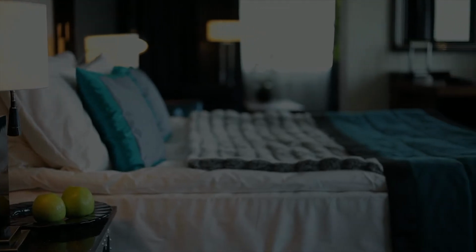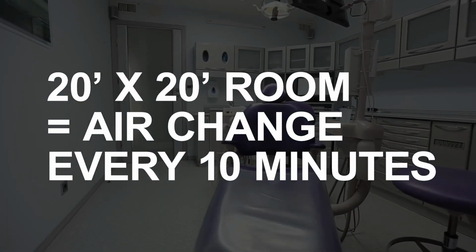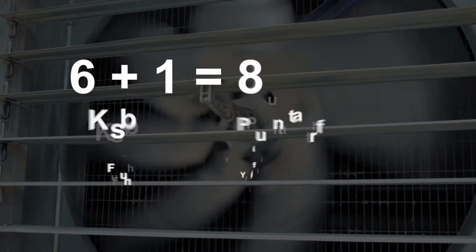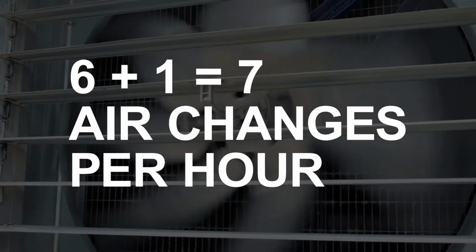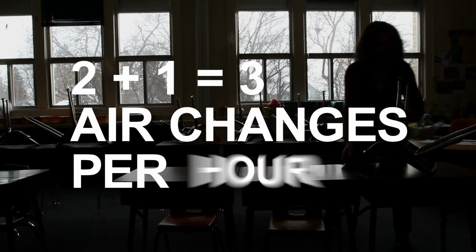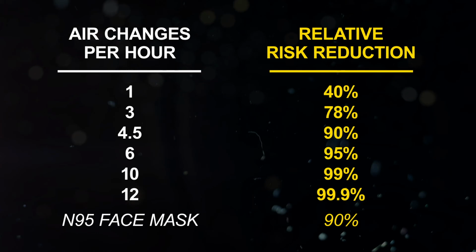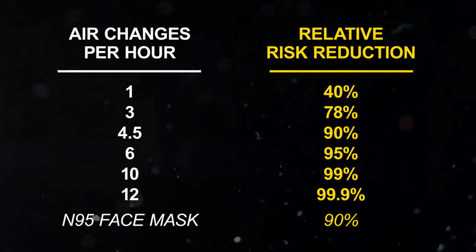It's worth noting that if the room is smaller, like say 20 feet by 20 feet, you may still want to use the air purifier unit rated for 2,000 square feet. This means it could provide 6 additional air changes per hour for the smaller room. Also, going back to the bigger room, if you add a second unit or larger unit, you can increase the air changes per hour for that room. When it comes to air changes per hour, anything above 4.5 offers a better relative risk reduction than an N95 face mask.